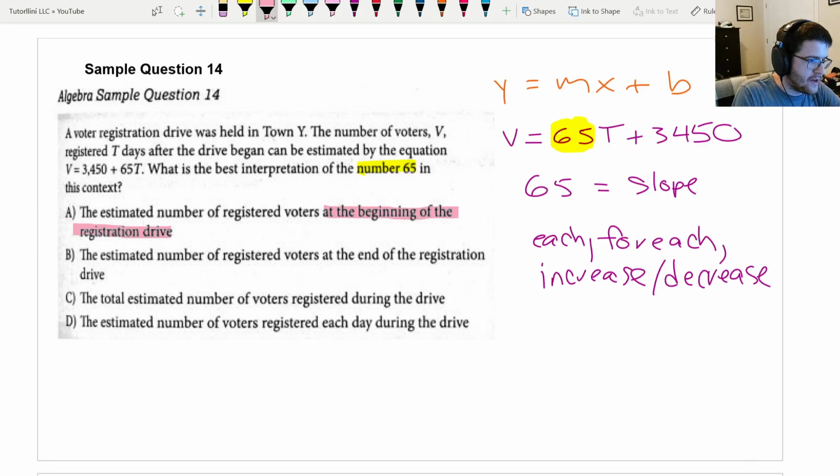The estimated number of registered voters. Okay, so that's a y value, not a slope. And it says at the end of the registration drive. Okay, so it doesn't mention anything that sounds like a rate. The total estimated number of voters registered during the drive. I also don't see anything that sounds like a rate in there either.